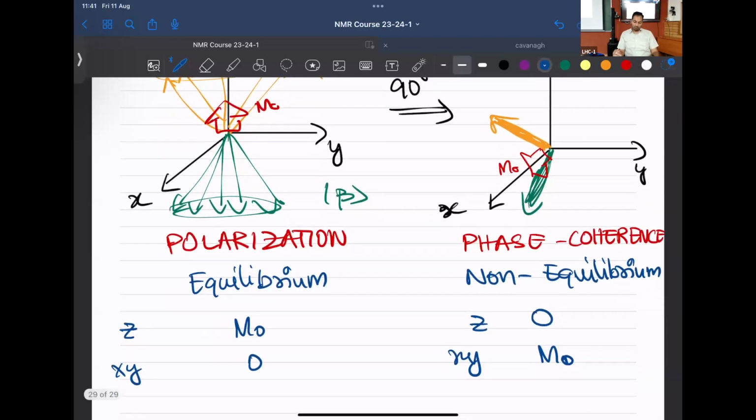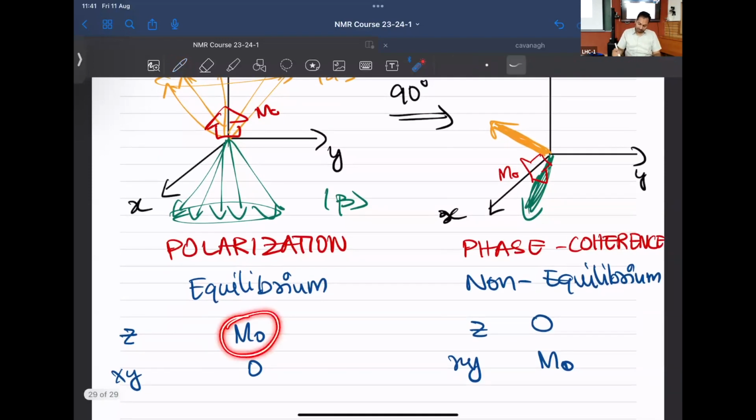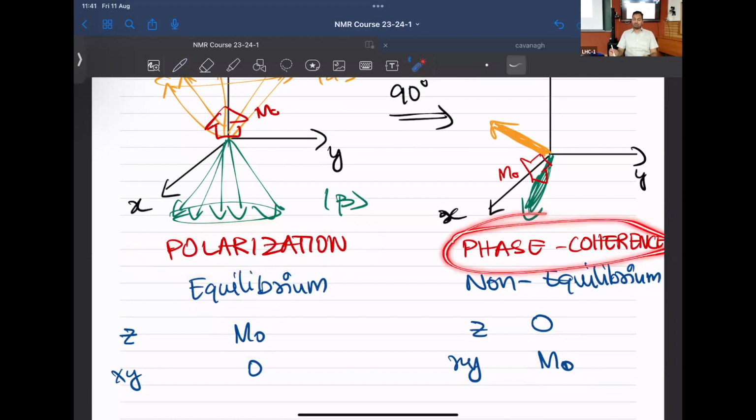So now I hope, although both are M0, you guys are able to appreciate the fact that one comes due to polarization, which is population difference. The other comes due to phase coherence. The magnitude of M0 is the same, but the reasons why they came up are completely different.